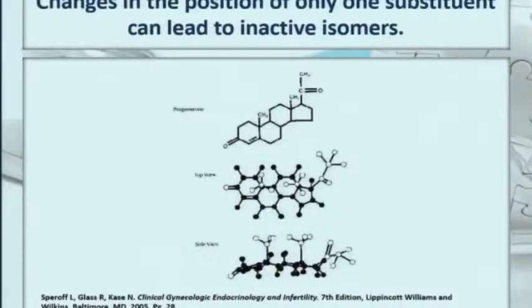Right along. Changes in the position of only one substituent can lead to inactive isomers. So now this is on page 28 of Speroff. And he says that if you change the position of a carbon, hydrogen, or oxygen, you could get an inactive isomer. It could be inactive, or it could have another action. It could have a different characteristic effect just if you change the position.